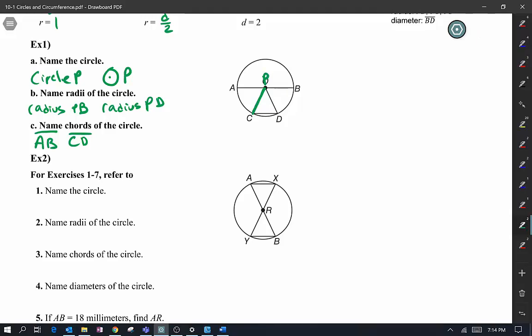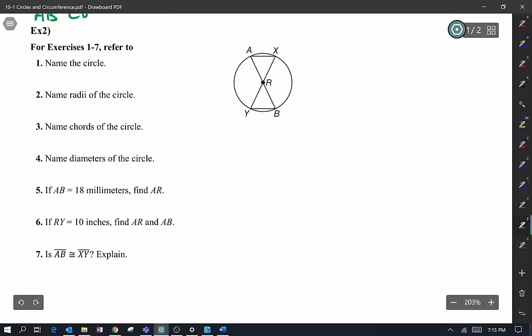Incidentally, there's another way to write a radius. If I wanted to go back to B, PD is a radius of the circle, and it's a line segment, so you could say radius PB, or you could also just say line segment PD. All right. Name the circle. Well, this is circle R.